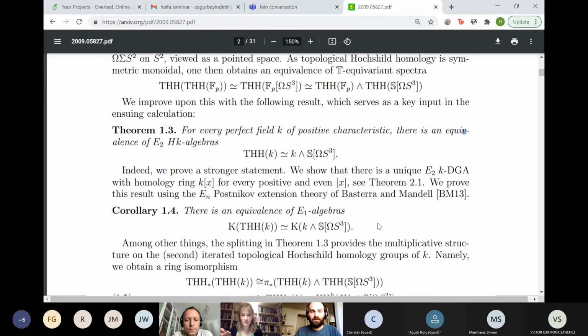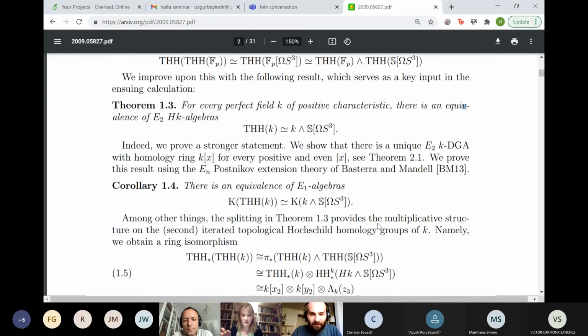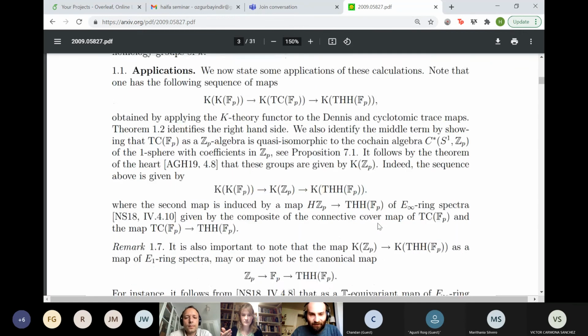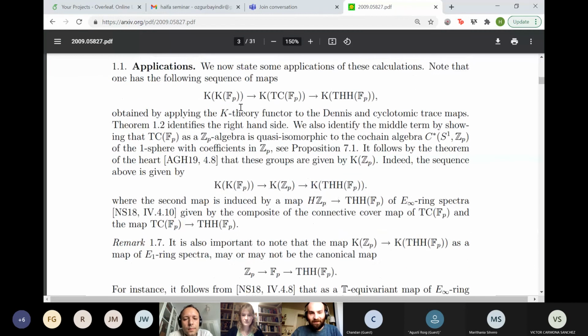Yes, there is some sort of a connection. Again, I can scroll down in the paper. So there is a connection, actually. It's part of the application work. So we calculate K-theory of THH of FP, right? So you have this sequence of maps that come from trace methods. And we actually compute also this part, K-theory of TC of FP.